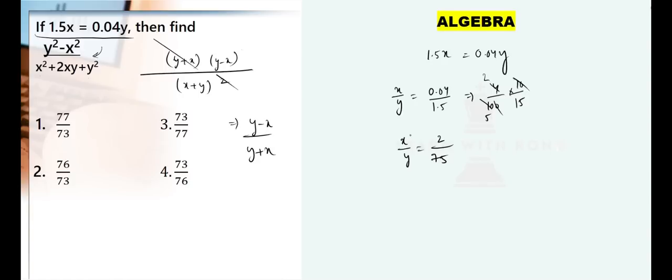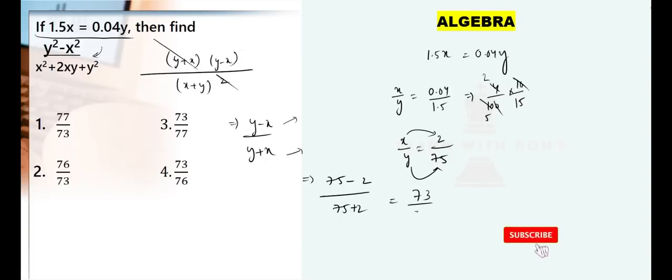So we can substitute the values x as 2, y as 75 directly because the degree of the numerator and the degree of the denominator is the same. So 75 minus 2 divided by 75 plus 2. So we got 73 by 77 is your answer, which is option number 3.